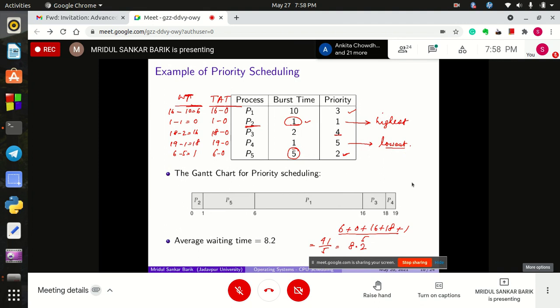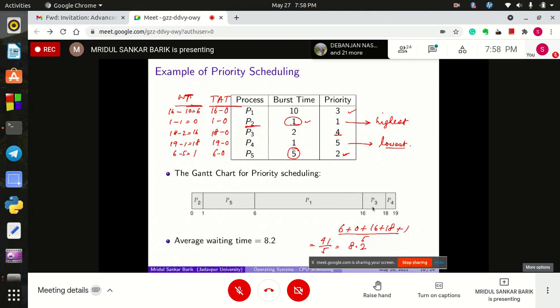Okay, so priority scheduling, the process that would be scheduled next is the one having the highest priority. And we have priority values associated with each of the processes, and typically in a Linux-like operating system, it is considered that the process having the lowest priority value has got the highest priority.